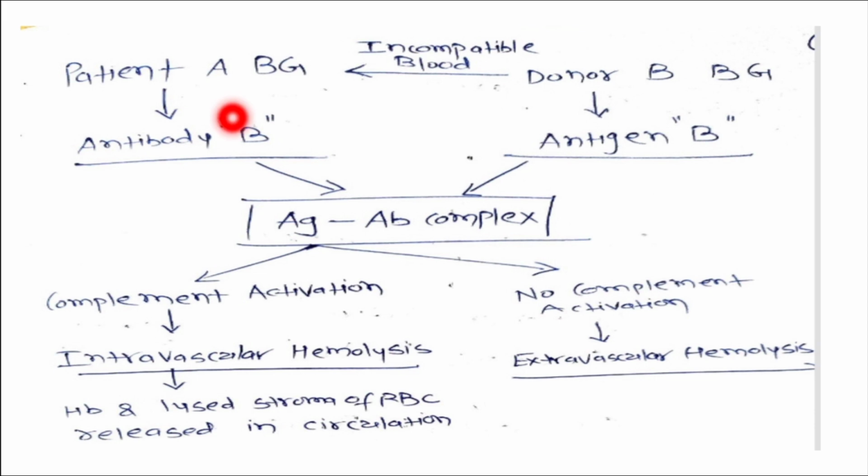Suppose you have a patient with A blood group, right? And this patient needs blood. Now this patient will have the corresponding antibody B in their blood. You know very well that an A blood group patient will have antibody B.